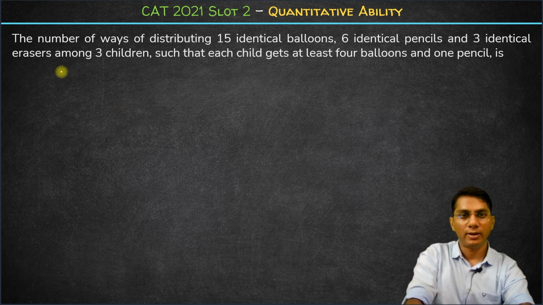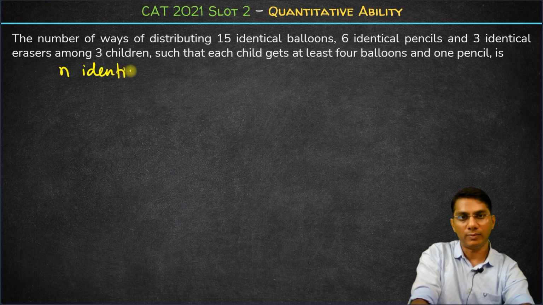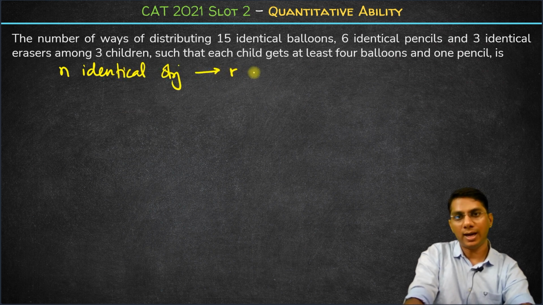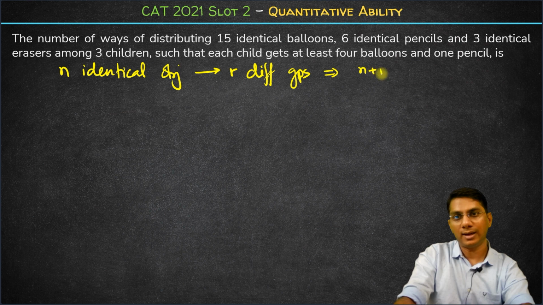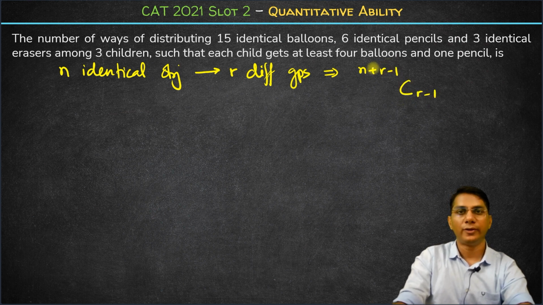The formula, if you have n identical objects to be distributed in R different groups, the number of ways is n plus R minus 1 C R minus 1. So if you remember this, the question becomes very simple.